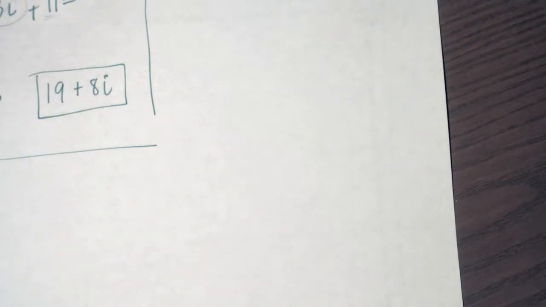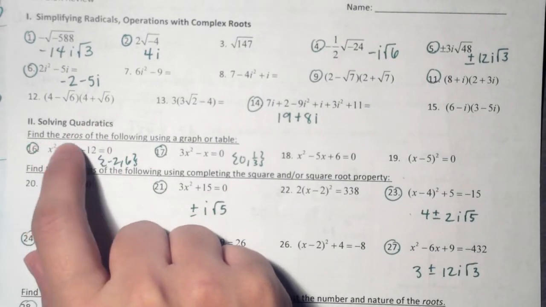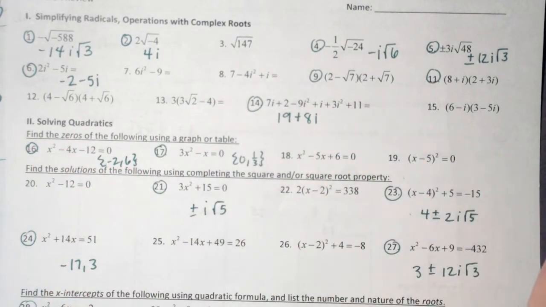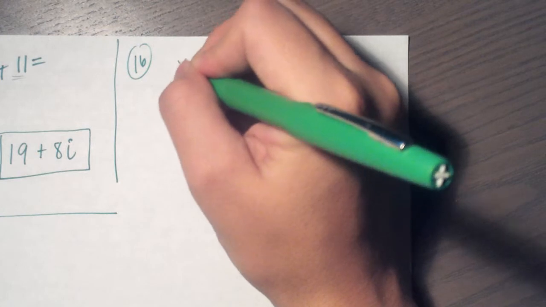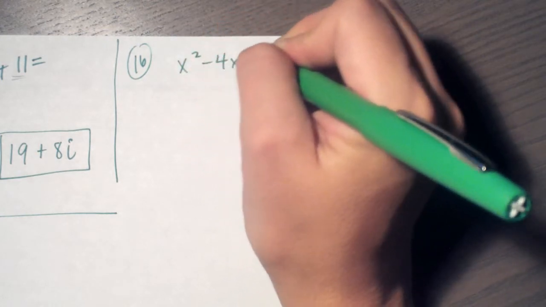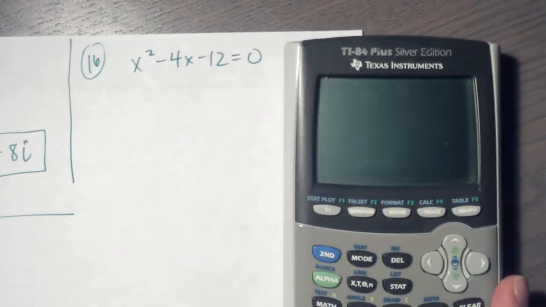Okay, this is section 2 called Solving Quadratics, and they're asking us to find the zeros of the following using a graph or a table. So I'm going to look at number 16, guys. And so I have x squared minus 4x minus 12 equals 0. Okay, so they specifically asked us to use a graphing calculator to solve this.